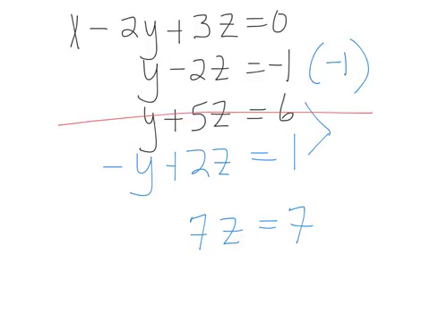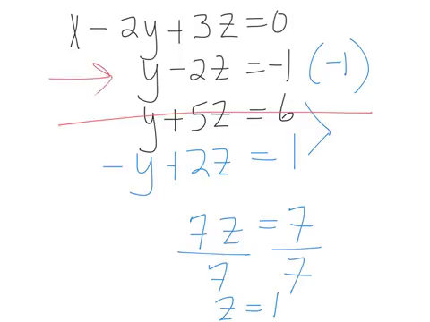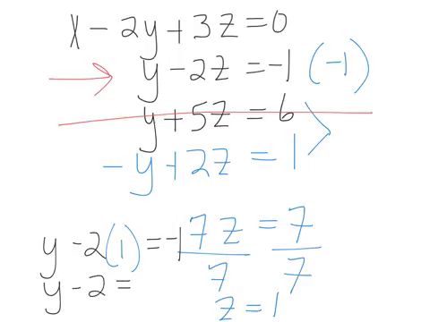We can go ahead right now and just solve this for z by dividing both sides by 7, so we know automatically that z is equal to 1. You can take that z is equal to 1 and plug it back right into this equation to figure out y. So we're going to have y minus 2z, being 1, equals negative 1, or y minus 2 equals negative 1. Add 2 to both sides. y is equal to 1.